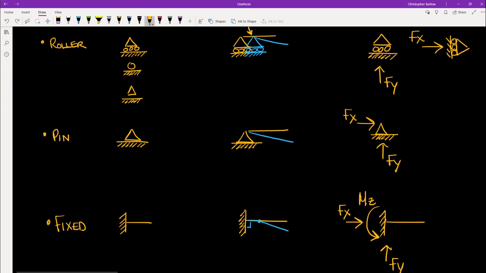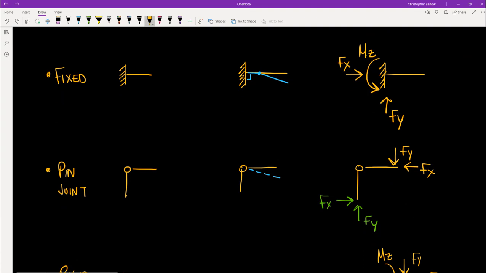Next, we have a pin. Similar to a roller, a pin allows the member to rotate freely. However, in addition to providing a vertical reaction, a pin now also offers restraint against lateral translation. Lastly, we have our fixed condition, and here we have restraint against all three types of movement. We have restraint in the vertical direction, restraint in the horizontal direction, and restraint against rotation at the end of the member. And so you can see in this response to loading diagram, at the location of the fixity, the member will remain at 90 degrees.